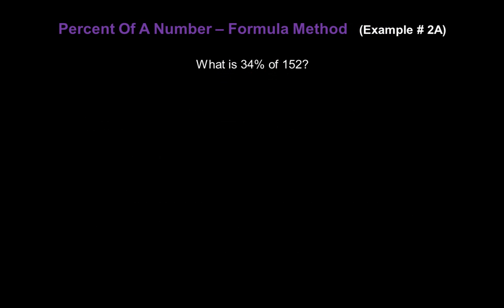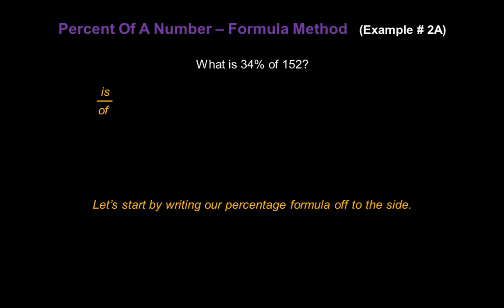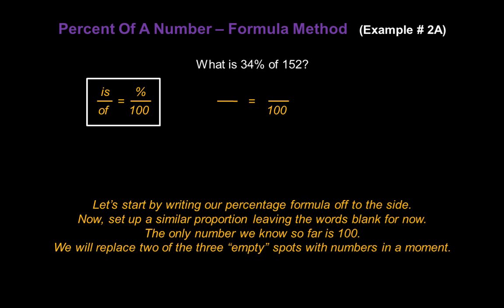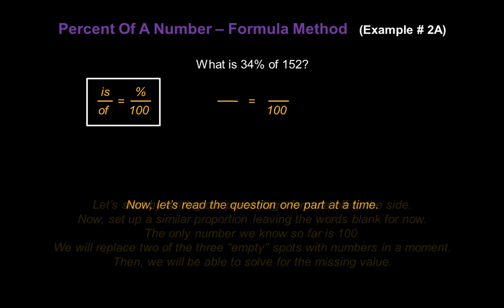What is 34% of 152? Let's start by writing our percentage formula off to the side for reference. So I'll write down is over of equals percent over 100. Now set up a similar proportion, leaving the words blank for now. So we'll have two ratios that equal each other. And the only number we know so far is the 100. That's always going to be in the denominator of our second ratio. We're going to replace two of the three empty spots with numbers in just a moment. Then we'll be able to solve for the missing value by cross-multiplying.